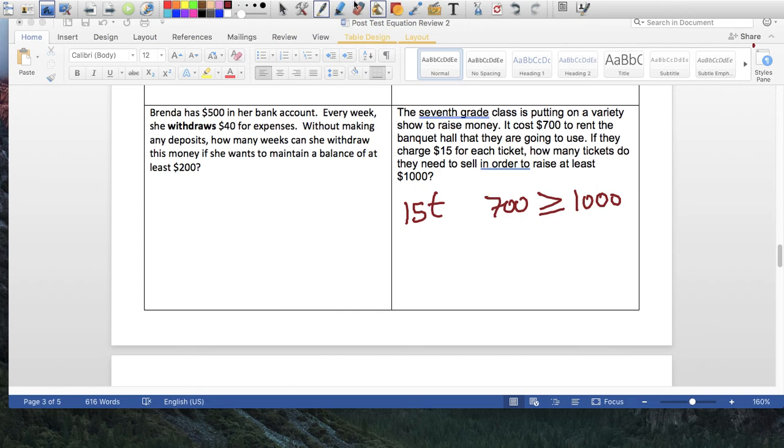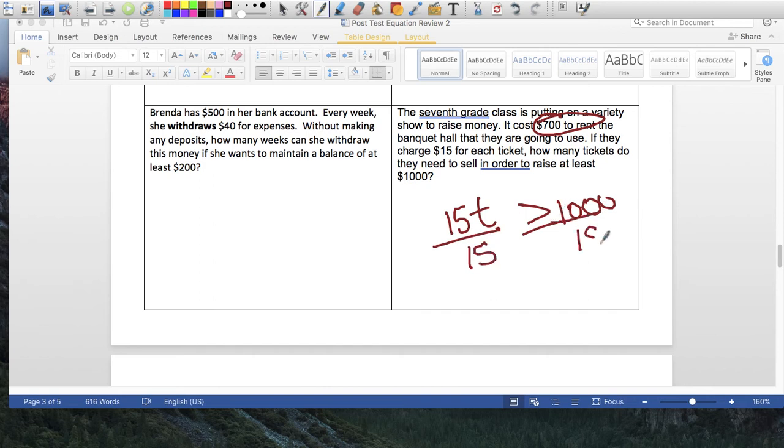Well, I guess my problem here is that the 700 is included in the 1000, so I don't think it needs to be part of my expression. So basically it says whatever money they make needs to be greater than 1000, and the 1000 is going to cover all their expenses, which includes the 700. So $15 per ticket. How many tickets do they have to sell in order to be greater or equal to 1000? So that's how I would do it.